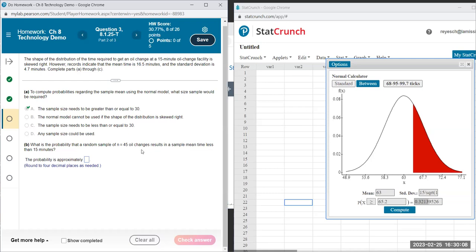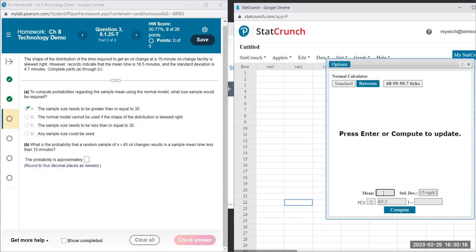What's the probability that it's going to take less than 15 minutes? Okay, so let's enter this data. The mean is 16.5, so let's put our new numbers here. The original standard deviation was 4.7.